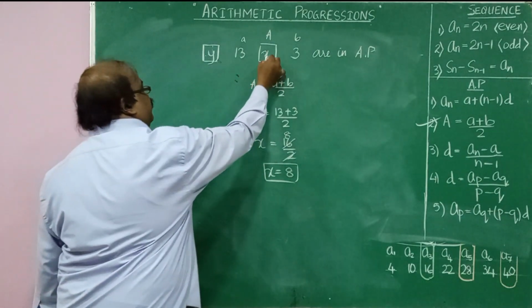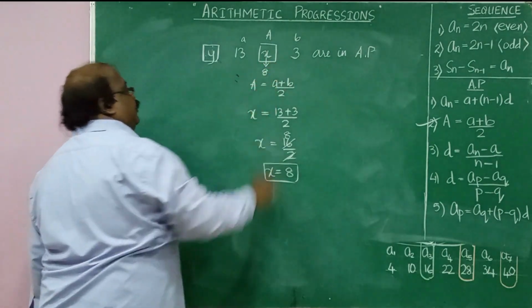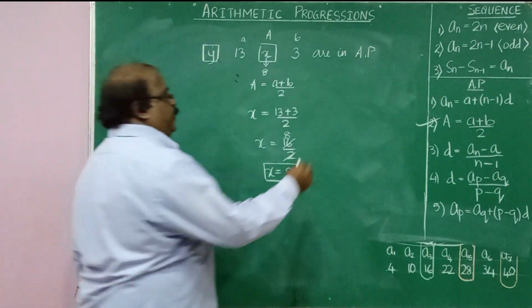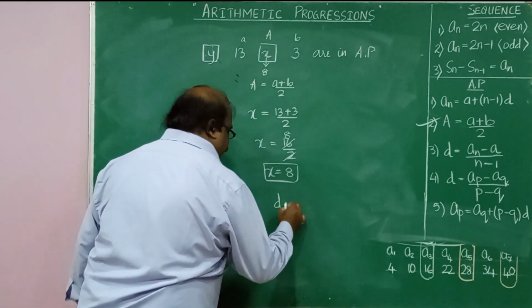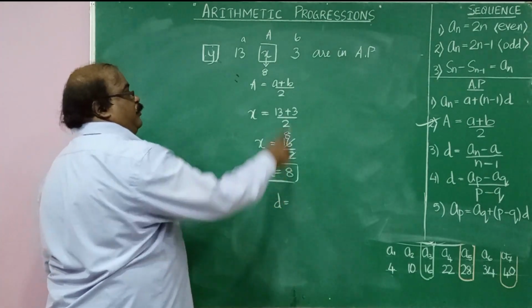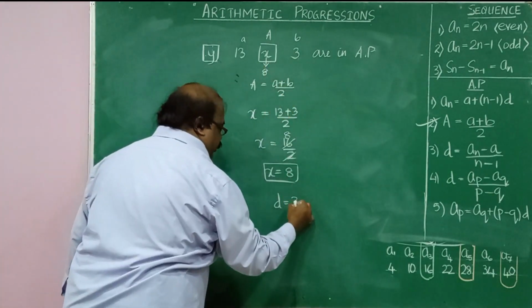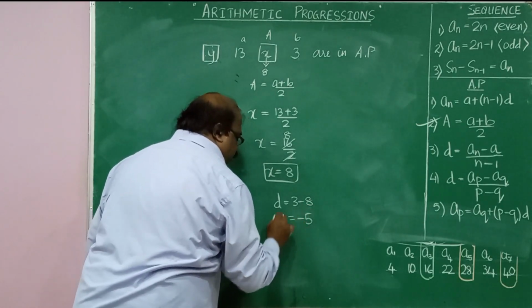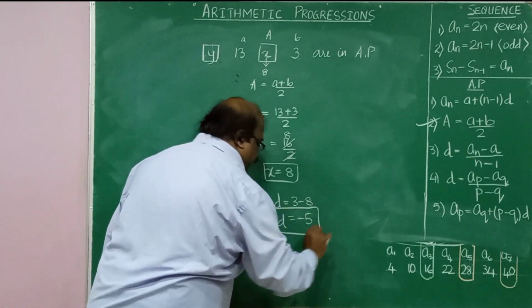So I got this number. This number, as you know, is 8. Now once you know that this is 8, tell me what is the common difference. Common difference is the difference between any two consecutive terms. What is 3 minus 8? Minus 5. What is the common difference?